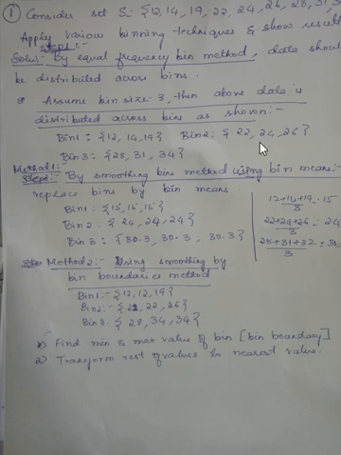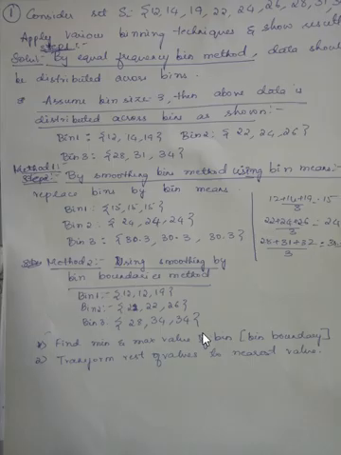Similarly, find the mean of bin 2: 22 plus 24 plus 26 divided by 3. I get the mean value as 24. For bin 3, I get the mean value as 28 plus 31 plus 34 divided by 3, which is 30.3. Now I am going to replace each value in the bin with its respective mean value. In bin 1 the mean value is 15, so replace all the 3 values with 15. In bin 2 the mean value is 24, so replace all the 3 values with 24. In bin 3 the mean we got as 30.3, replace all of them with 30.3. So this is method 1.